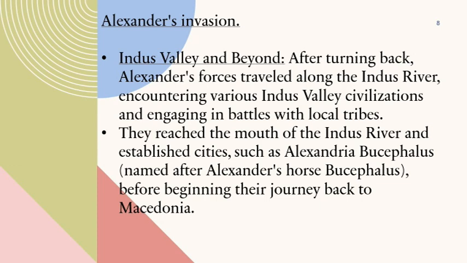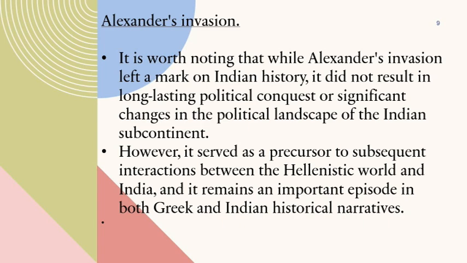After turning back, Alexander's forces traveled along the Indus River, encountering various Indus Valley civilizations and engaging in battles with local tribes. They reached the mouth of the Indus River and established cities, such as Alexandria Bucephalus, named after Alexander's horse Bucephalus, before beginning their journey back to Macedonia.